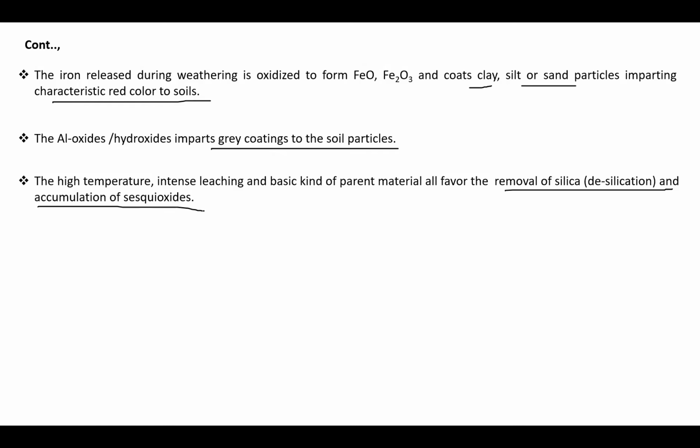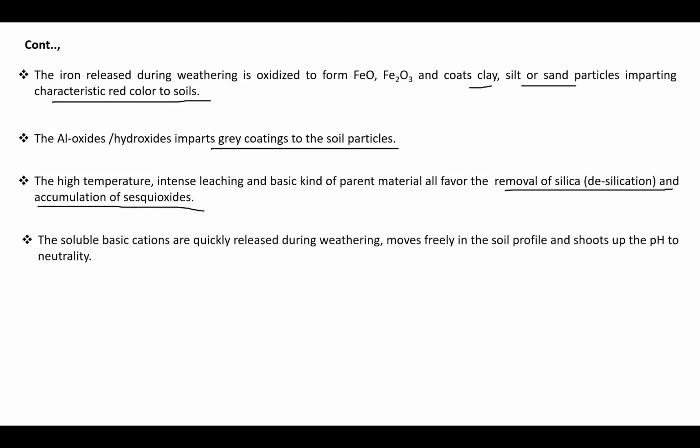There is a release of iron oxides and a release of clay coatings by the aluminum oxides. High temperatures will be there and basic parent material is there. So all these conditions will favor the removal of silica from the soils. That is called desiliconization. And naturally it will favor the sesquioxides accumulation.